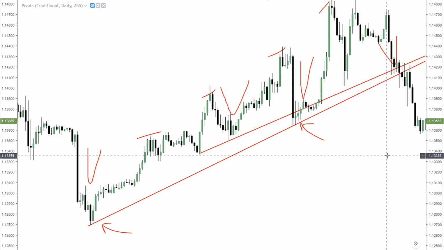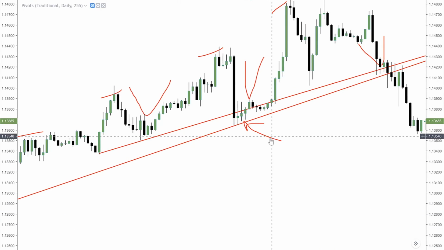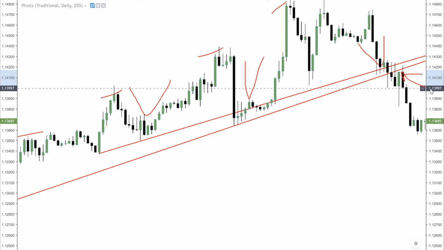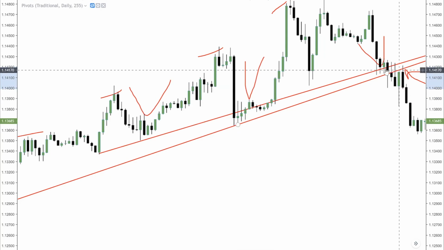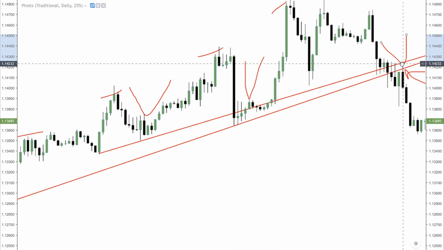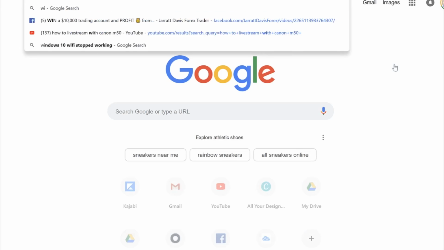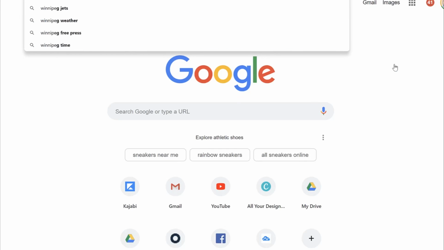And then price drops below, and look at what it does almost immediately. It drops below that trend line, and then it pulls back up to it. Do you see that it sort of knows where that trend line was, drops below it, and then pulls back up to it? This is what I used to call a Winnipeg Special.